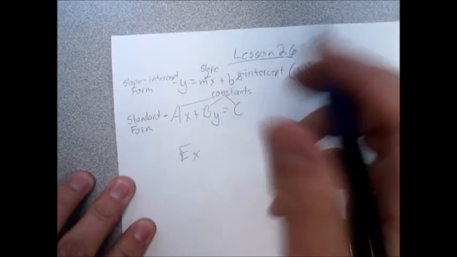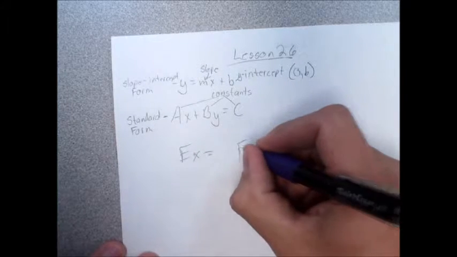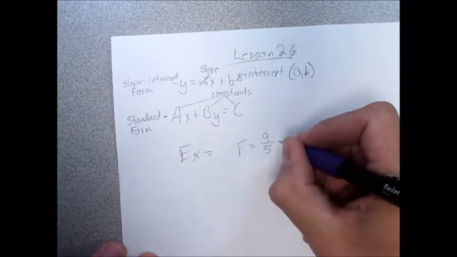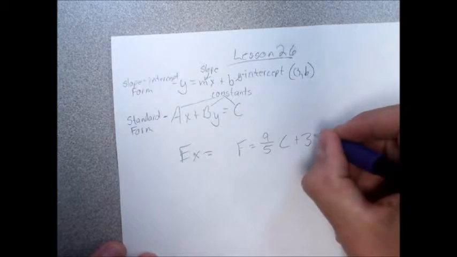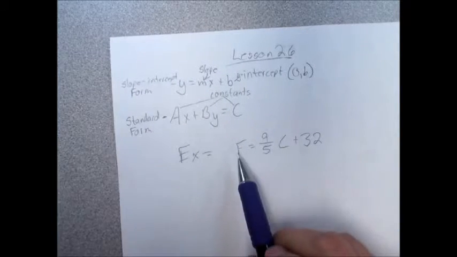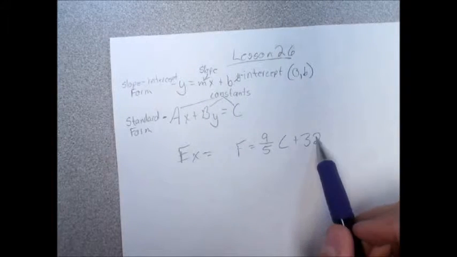Okay, so let's do example 1, writing an equation in standard form. They give us this example. It's the conversion to Fahrenheit. So Fahrenheit would be 9/5 of Celsius plus 32. What it will ask us to do is convert this. This is in y equals mx plus b form: this variable equals constant times a variable plus a constant.